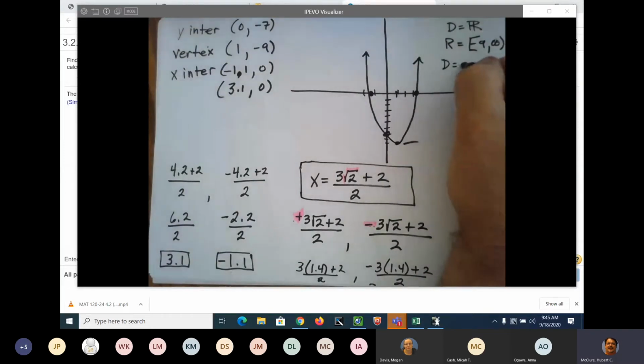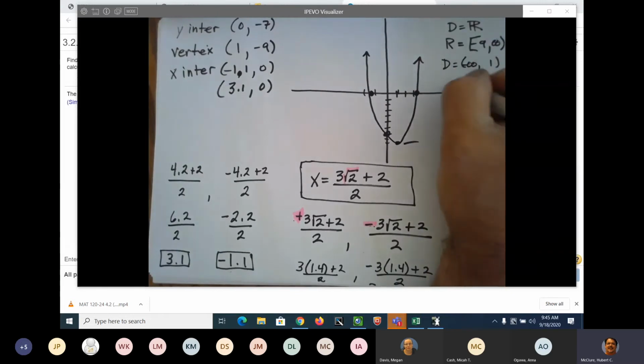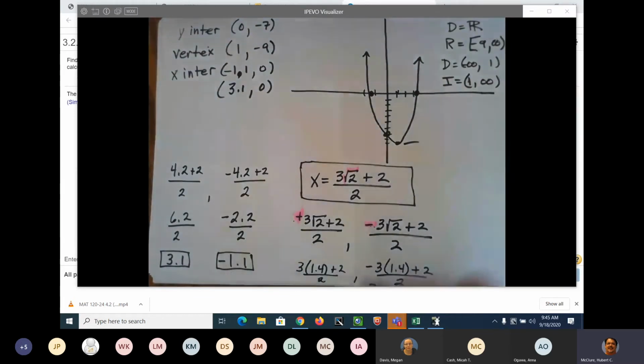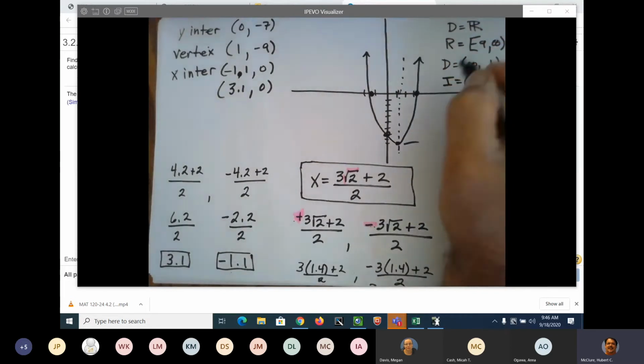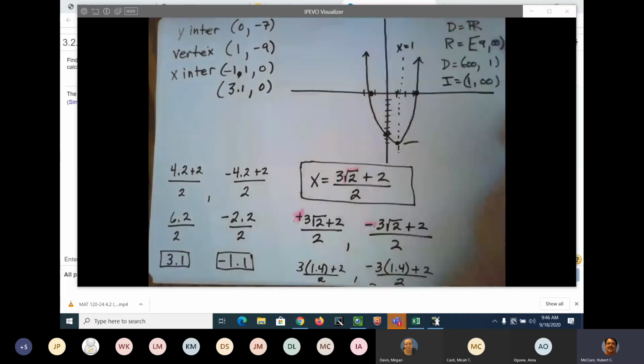Decreasing from negative infinity to 1, and increasing from 1 to infinity. Line of symmetry always goes through the vertex, which is at x is equal to 1. And you feel good about yourself. Now that was a 6.